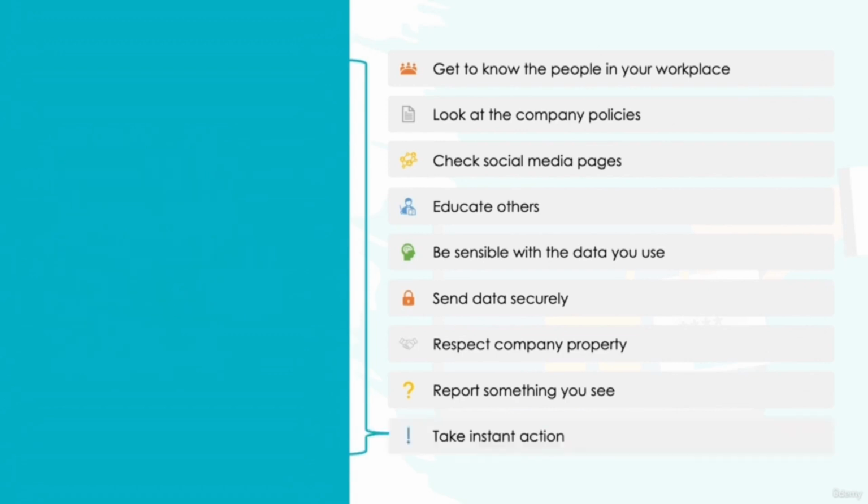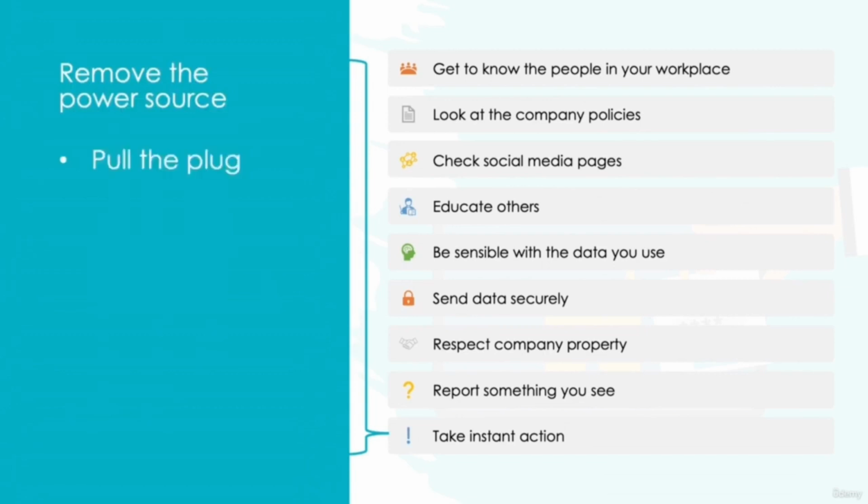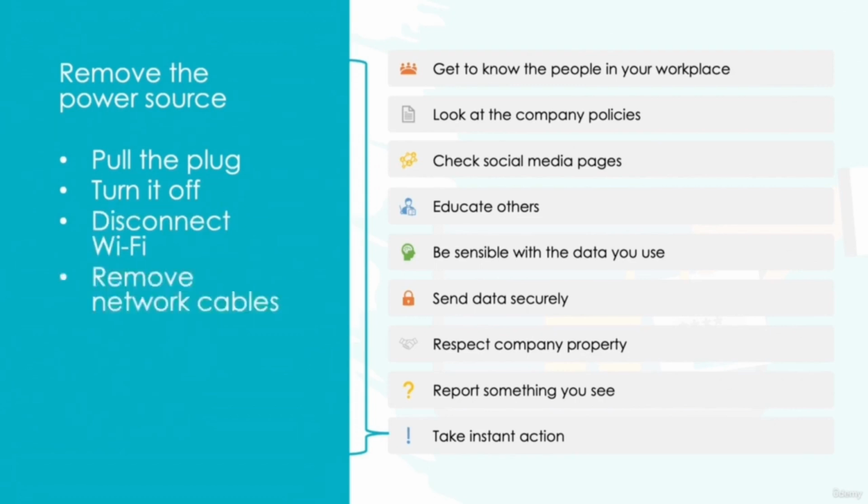And finally, take instant action. If you're ever concerned that you may have inadvertently downloaded malware or are the victim of an attack, the first thing you should always attempt to do is remove the power from your computer. Pull the plug out, turn your laptop off, disconnect the Wi-Fi, or if the computer is connected to a local network, remove the network cable from the machine. Taking instant action like this will slow down an attack and prevent it from spreading across the company network.